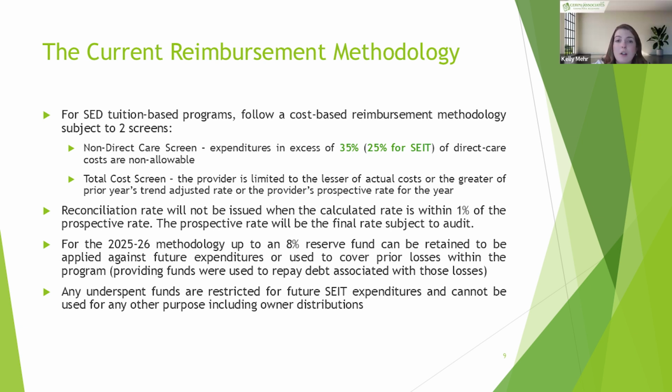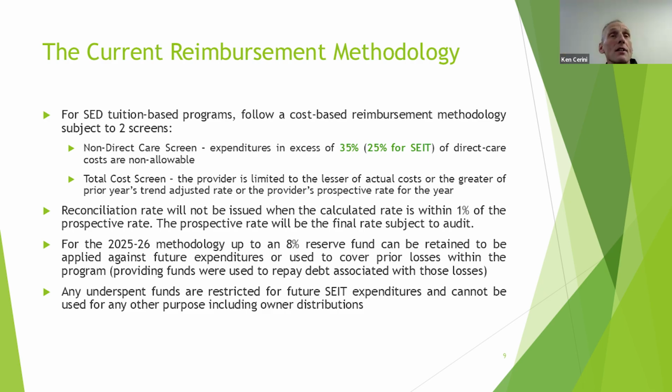You will not be issued a reconciled rate if you spend within 1% of your prospective rate; then your prospective rate would just become your final rate. For 2025-2026, you can have up to an 8% reserve fund that can be retained and applied against future expenditures or to cover prior year losses within the program, as long as you're following the guidance. And keep in mind that for CEIT, if you're underspent, the funds are restricted for future CEIT expenditures, and they can't be used for any other purpose, which would include owner distributions.